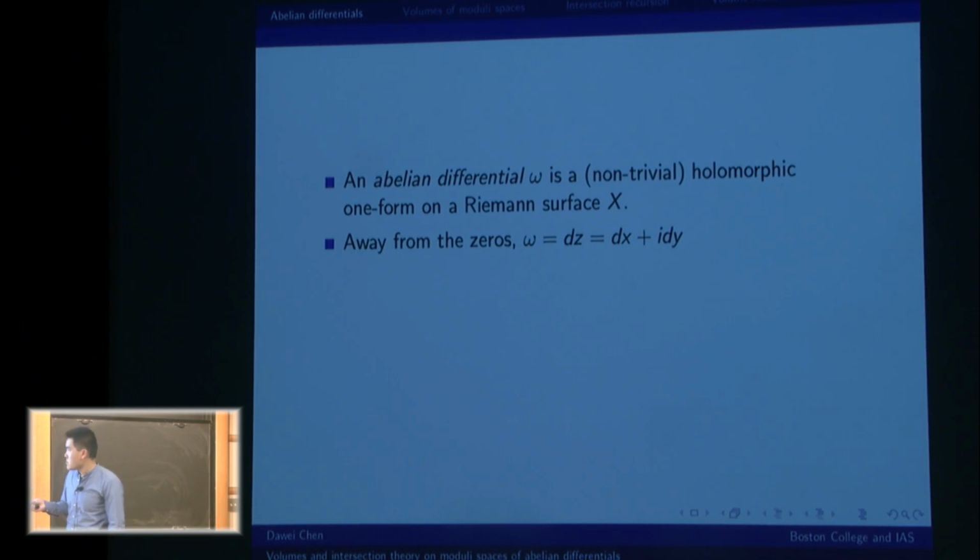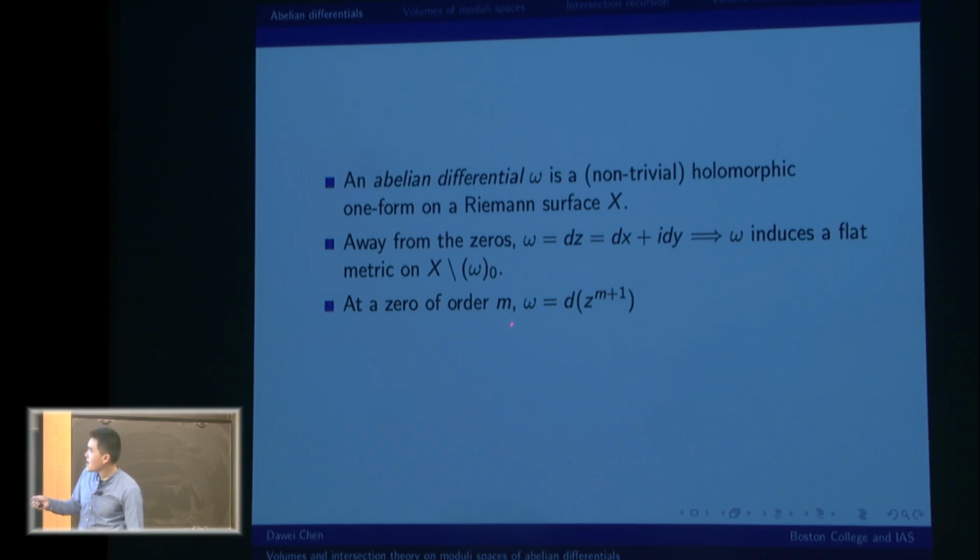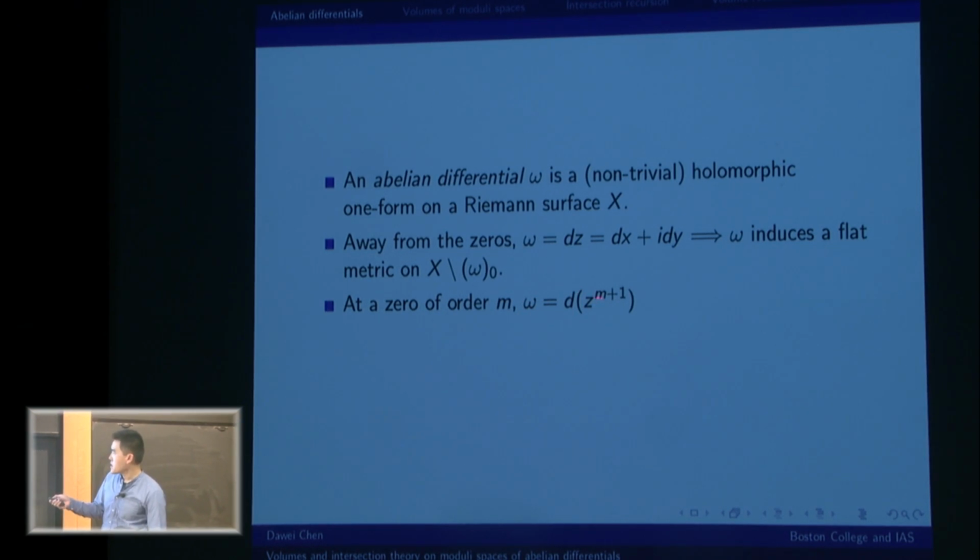And what happens at the zeros of this one-form? Let's speak of a zero of omega of certain vanishing order. Suppose I have a zero of vanishing order m at the origin. Again, by picking a suitable local coordinate z, because it is of order m, I can write this one-form omega as d of z raised to the (m plus 1)th power. If you take d of it, you get some constant times z to the m dz. So it gives you the order m zero at the origin.